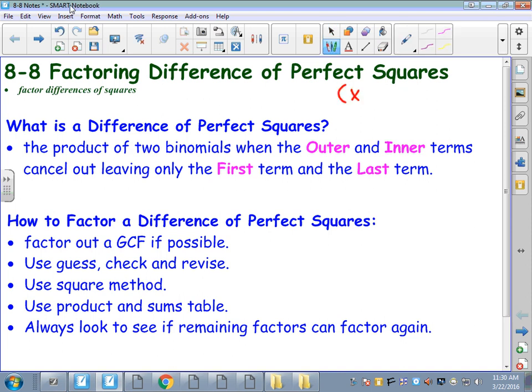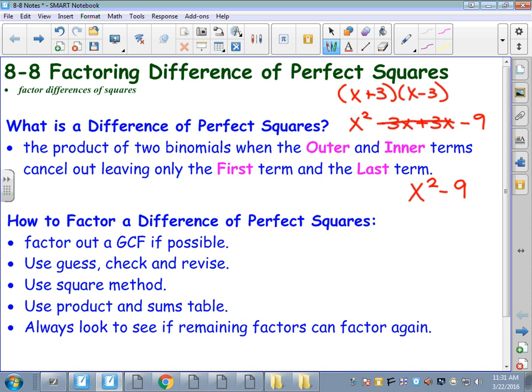If I had x plus 3 times the quantity x minus 3, when I FOIL that, first terms gives me x squared, outer terms gives me negative 3x, inner terms gives me a positive 3x, and the last terms makes negative 9. So usually at this point we would combine the outer and the inner, but in this case, a positive 3x and a negative 3x cancel, and so what you're left with is an x squared minus 9.